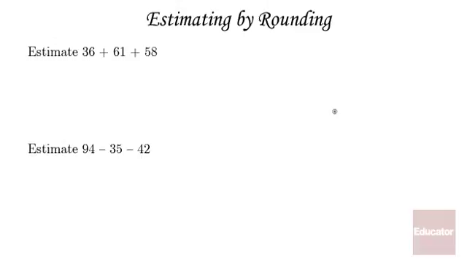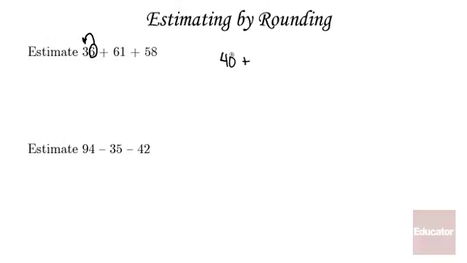For example, we're asked to estimate 36 plus 61 plus 58. So I'm not going to add them and find the exact answer. I'm going to begin by estimating. 36 estimated is 40. The way that you estimate is you look at the place value underneath the number that you're estimating to. If it's 5 or larger, you estimate the number up to the next place value. For example, 6 is larger than 5, so the 3 is estimated to 40.